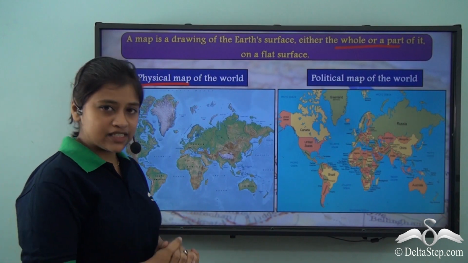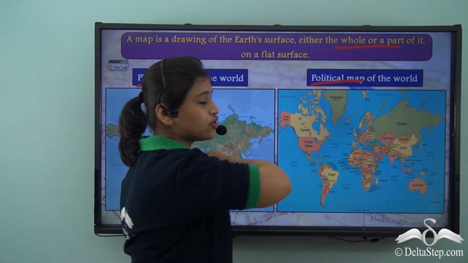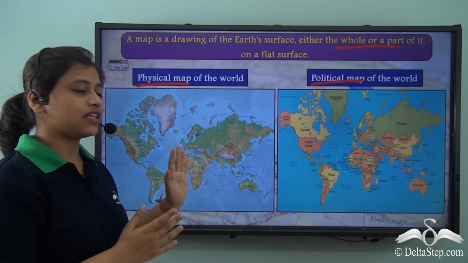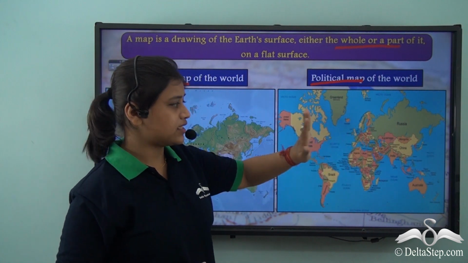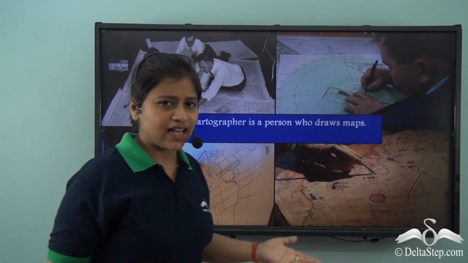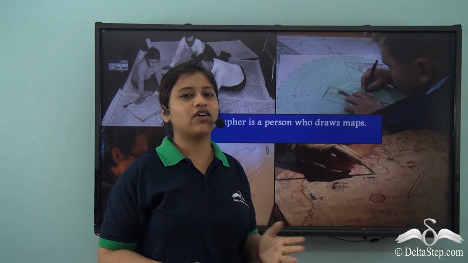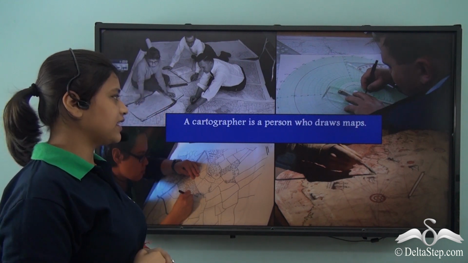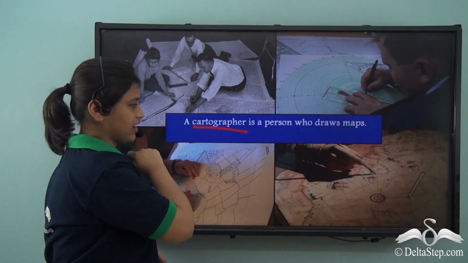While a political map is one which shows you the political boundaries in an area, like the continents, the cities, the states, all the boundaries, etc. Okay. So just like we call a person who paints a painter, a person who is active in sports is called a sportsman. Similarly, a person who draws maps is called a cartographer.